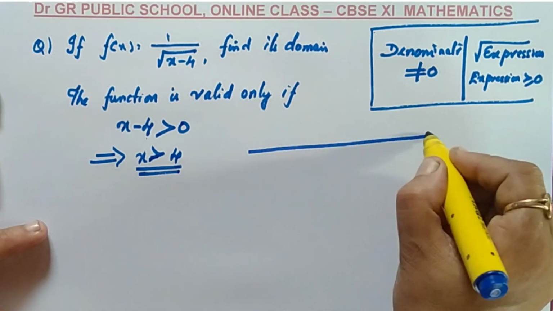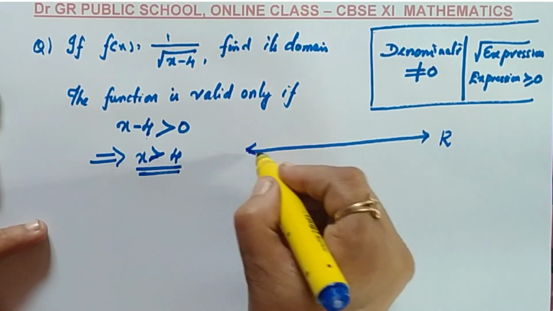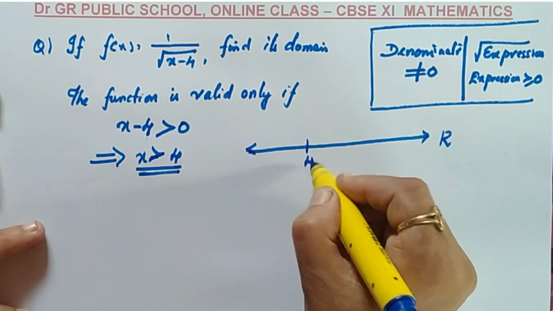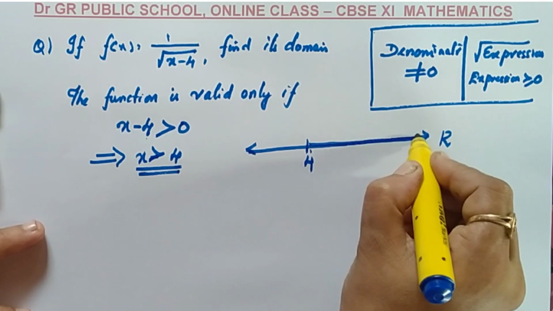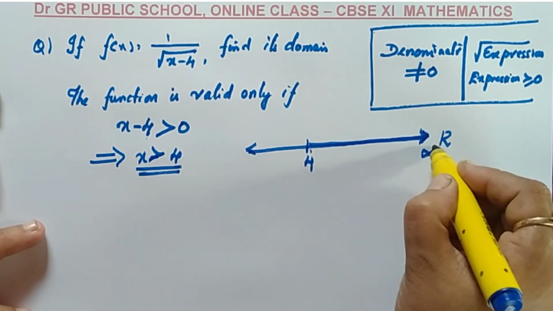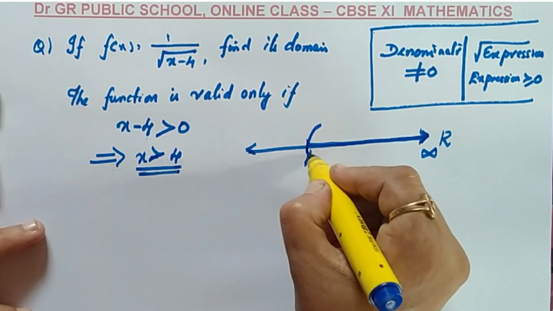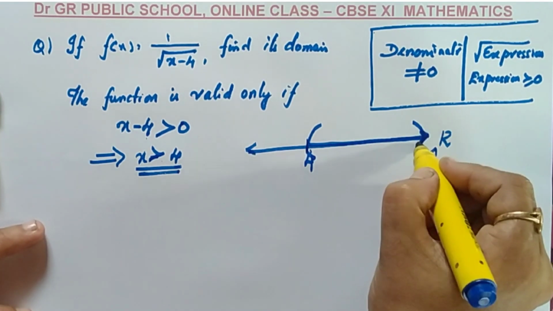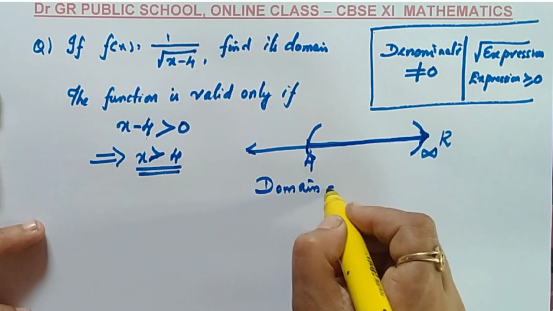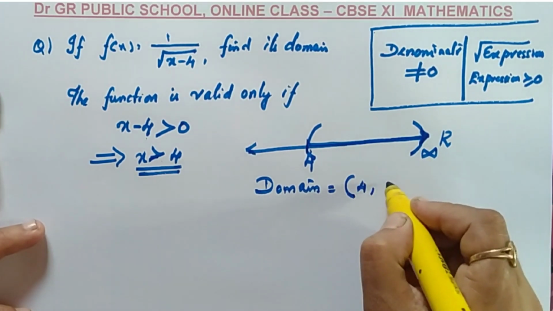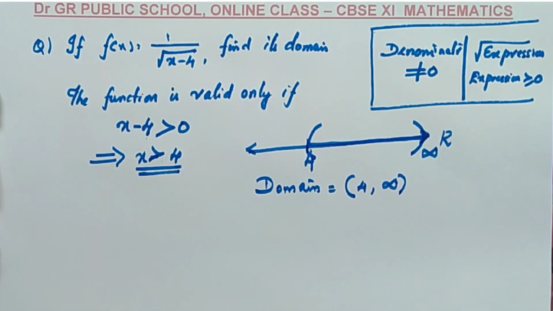So if you take the number line R, the critical point 4, then greater than 4 means from 4 up to infinity you can consider all the numbers, but 4 is not included in the list and infinity is also not included. So the domain of this function is the open interval (4, infinity).